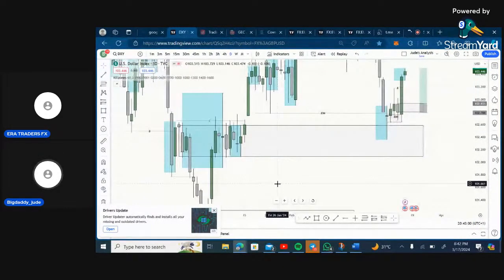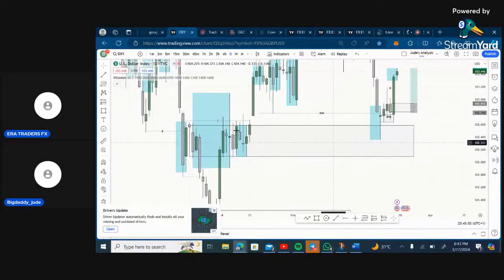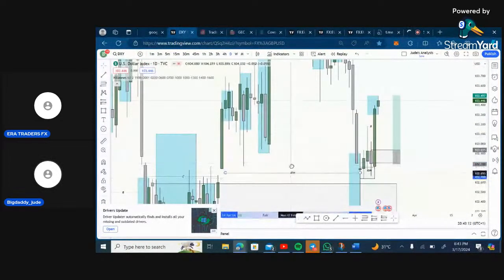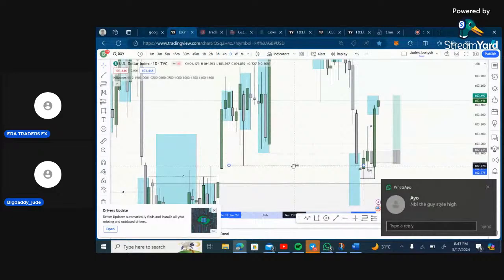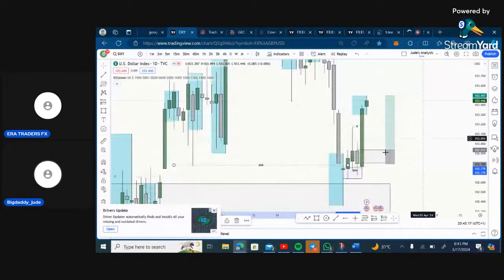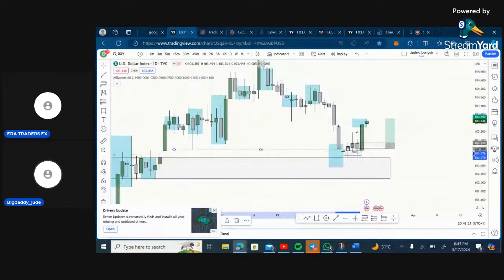Price came and swept the inducement to that zone, the inducement you have right here, then tapped into this zone, and now we are bullish in this market on the daily time frame, right? On DXY. So after you saw a tap here, you come down again to a lower time frame.